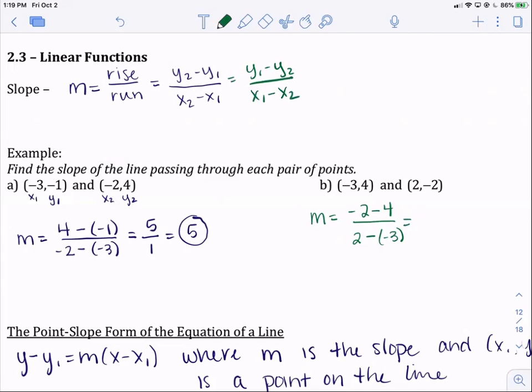You just can't do like y1 minus y2 over x2 minus x1. Those ones and twos just have to match. Okay, what is -2 minus 4? -6. And 2 minus -3 is 5. We can't simplify that any further. That is our slope, -6/5.